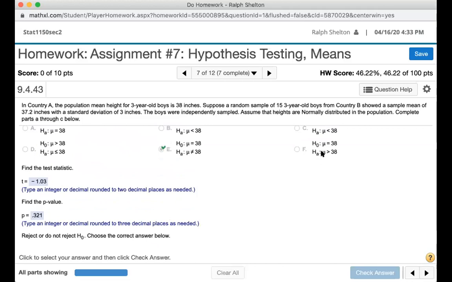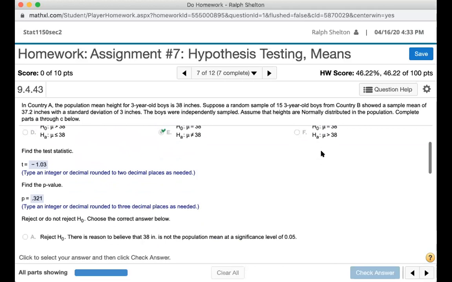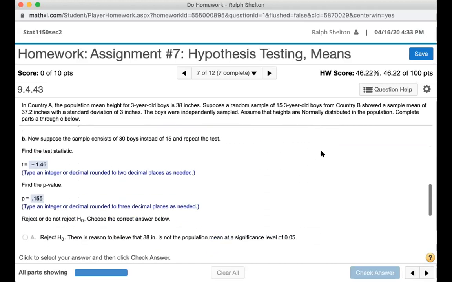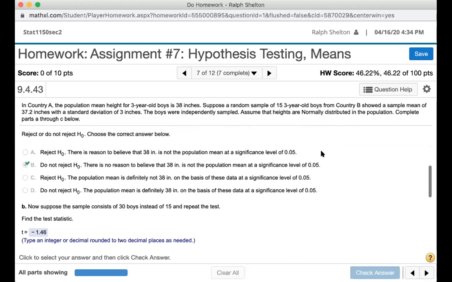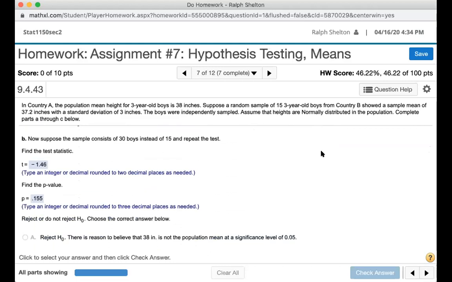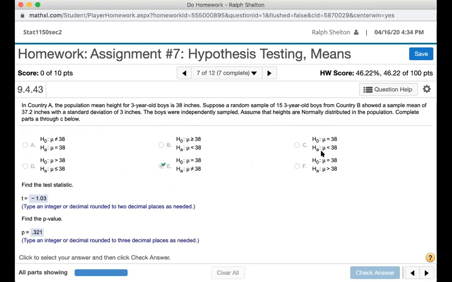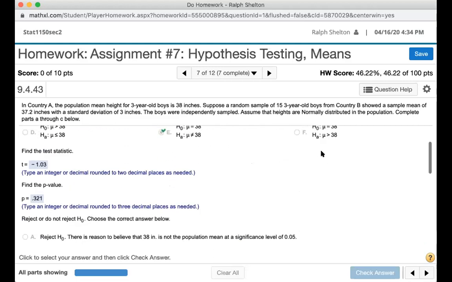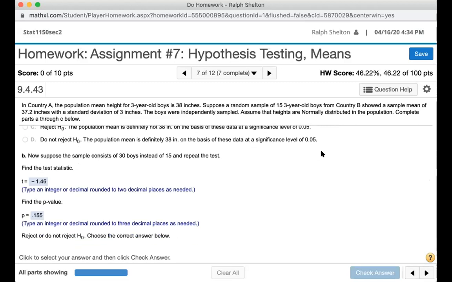Our p-value is 0.3. So then we redid the test, only now we're using an average of 30 instead of an average of 15. So we look at our p-value and it's 0.155. So when our sample size went up, our p-value went down, okay? And also, what happened to the test statistic? It got a little bit bigger, okay? So that makes sense. If t is larger, your p is going to be smaller.